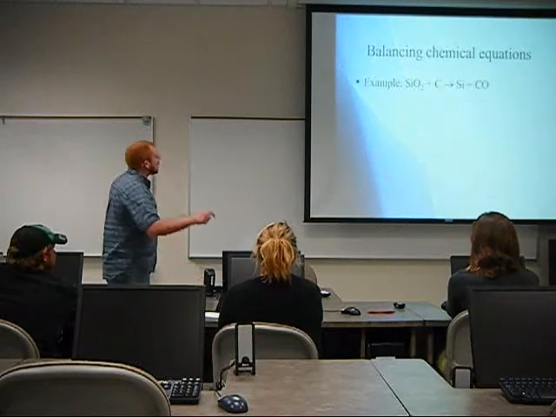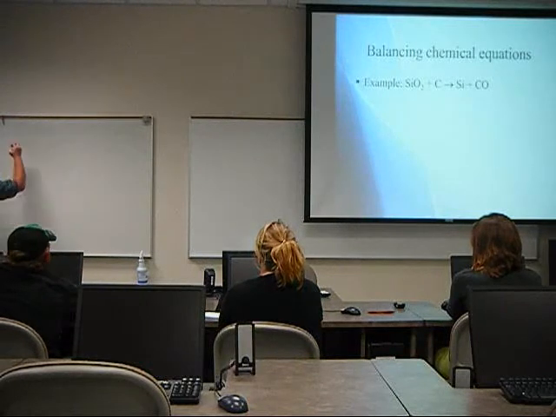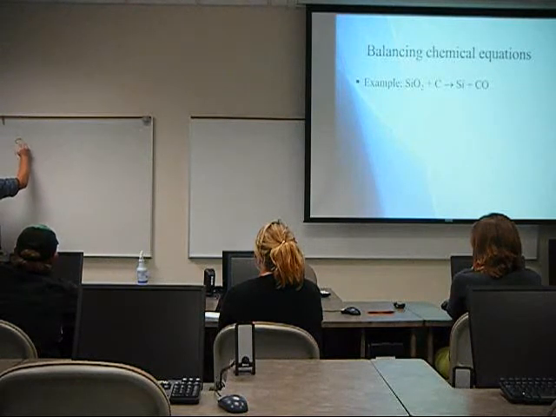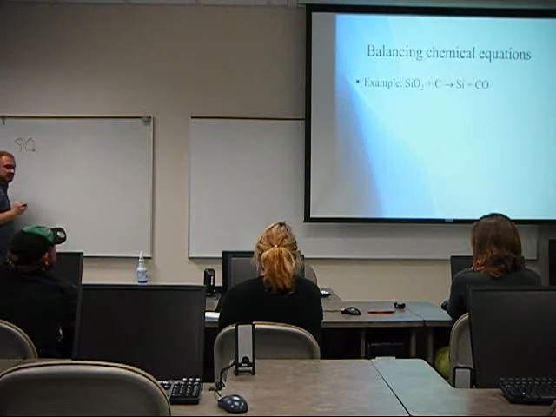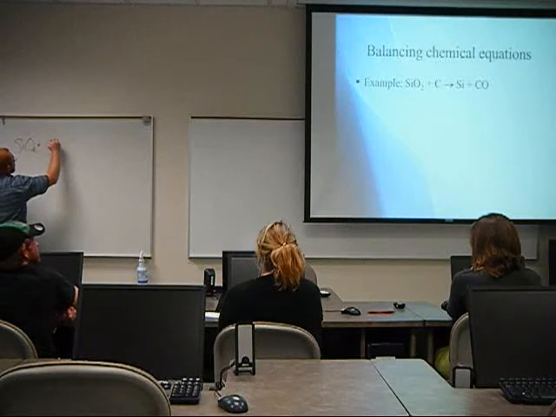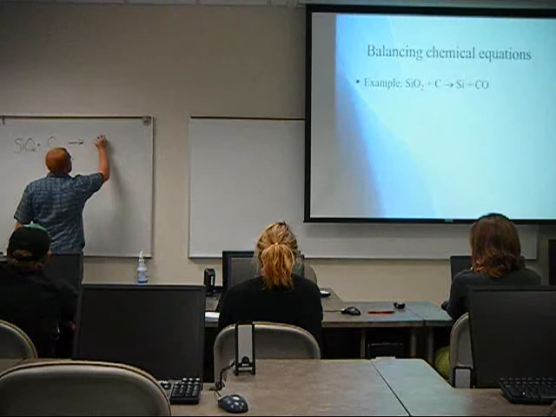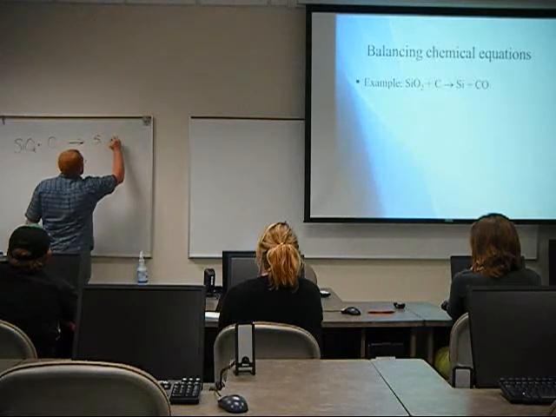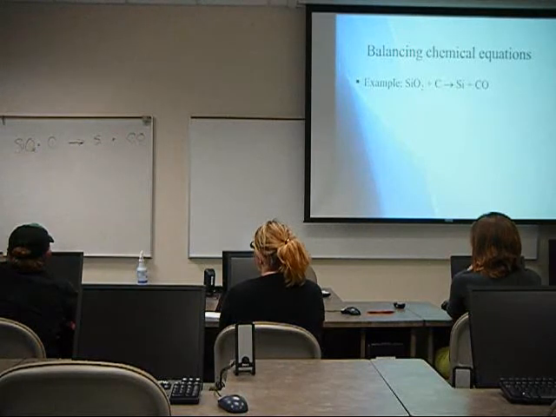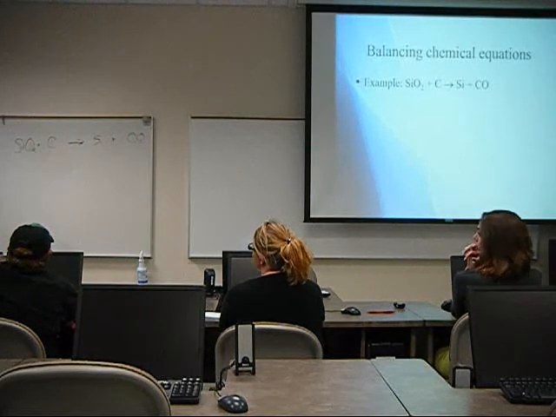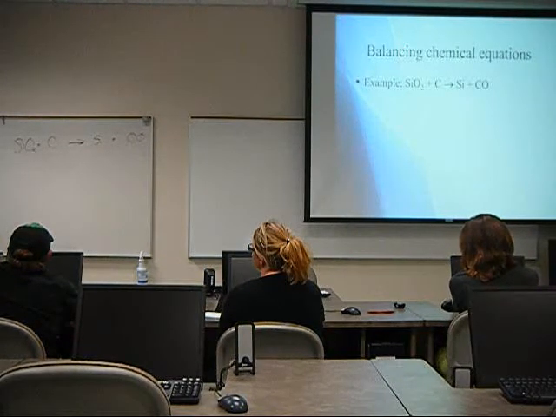All right. So now we'll do an example problem. Hopefully you can read my handwriting. We have silicon dioxide, represented by SiO2, plus carbon, turns into silicon and carbon monoxide. Okay. Does this look balanced, Mr. Mosley? No, it doesn't. Okay. Is there anything I could do to fix this?